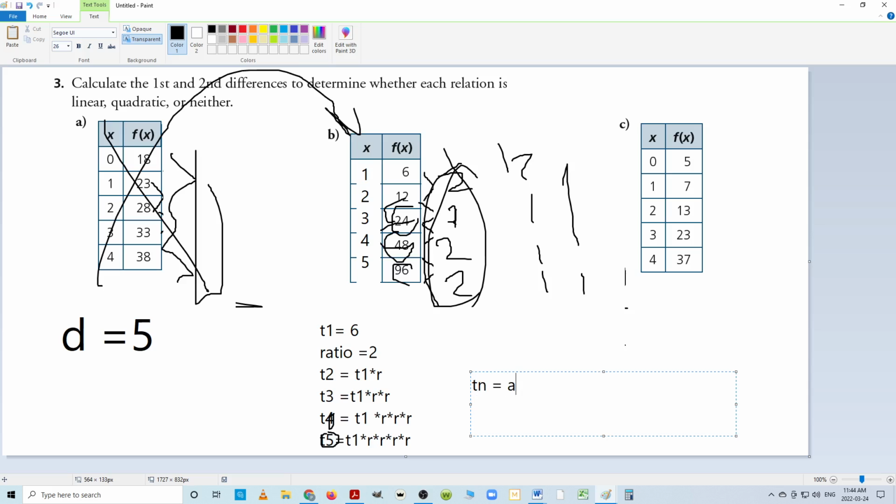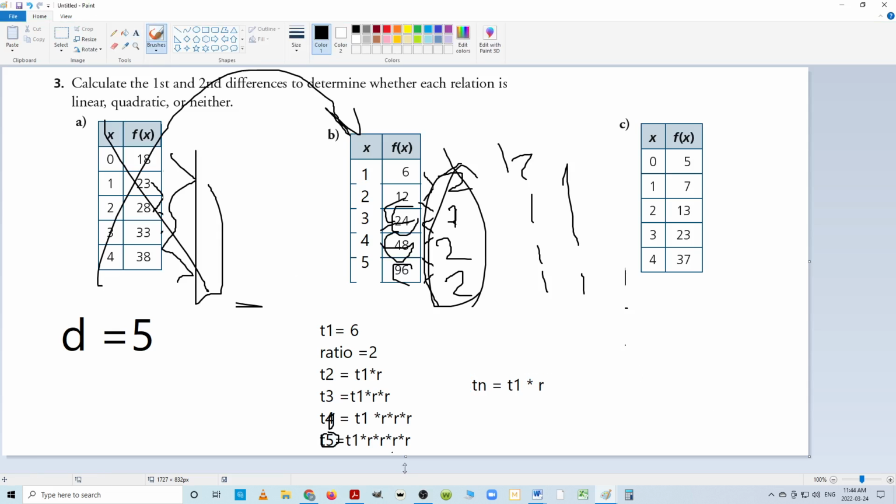Term 1 and A are interchangeable, times the ratio to the power. By the way, what happens when I have multiplied R times R times R here? It's R to the 4. What happens when I have R times R times R 3 times? It's R to the 3, R to the 2, just R. So it turns out if I put the ratio, the exponent up here, it'll be n, whatever term I'm looking for, minus 1. Let's give an example of that.